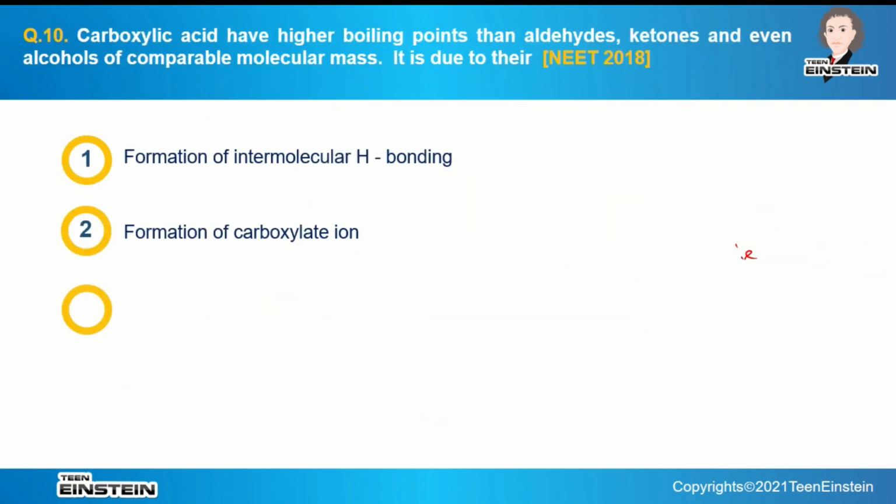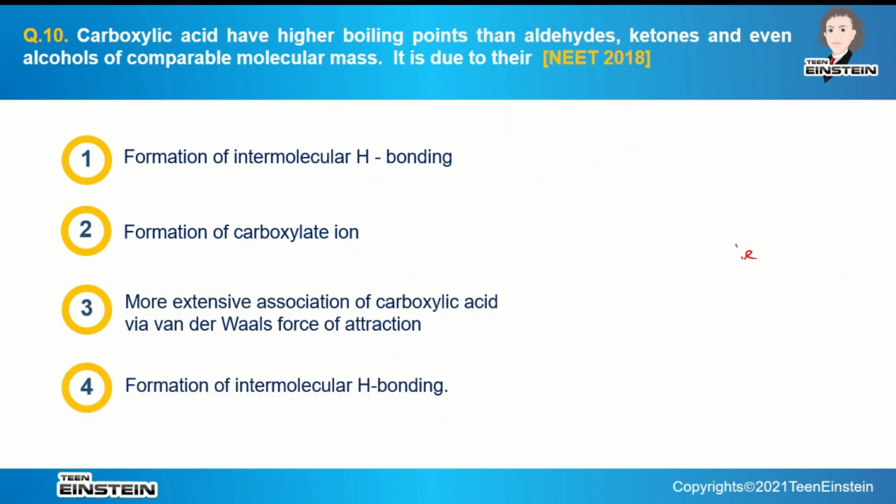Next, come to the 10th question. Carboxylic acids have higher boiling points than aldehydes, ketones and even alcohols of comparable molecular mass. It is due to their. So first we write down the structure of carboxylic acid. R-C double bond O, here OH. So we can write this side as RCOH, here double bond O.